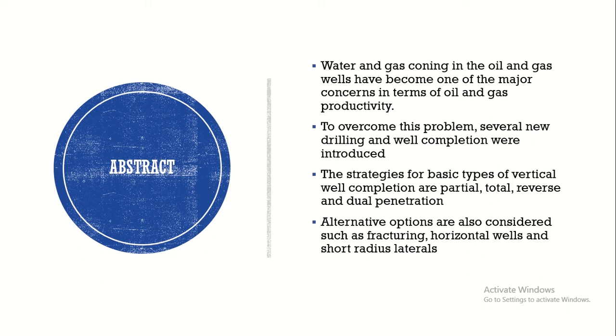The strategies for the basic type of vertical well completion, there are four of them: partial, total, reverse, and dual penetration. There are also alternative options that are considered, such as fracturing, horizontal wells, and short radius laterals.